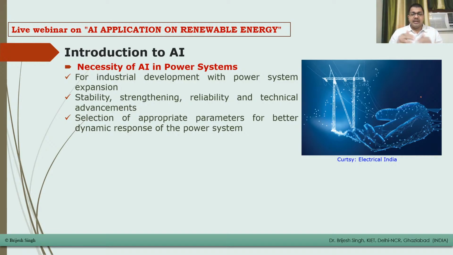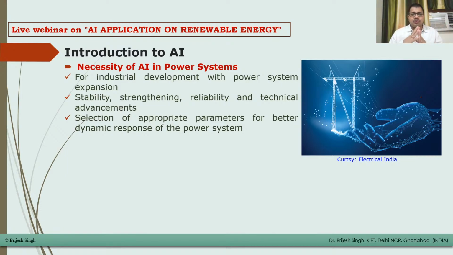So that's why, as industrial development came into the power system in the form of power system expansion, we required artificial intelligence to tackle the different complex or tedious problems, which are not only associated with the technology side, but also with the society side. Now the second major thing: because you are going to increase the size of the entire power system, every day the power network is getting bigger and bigger.